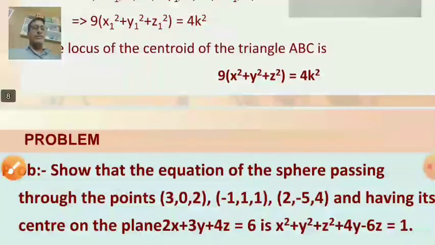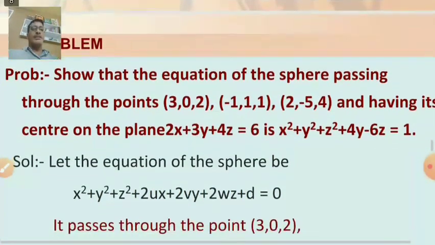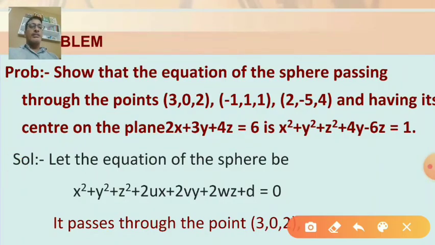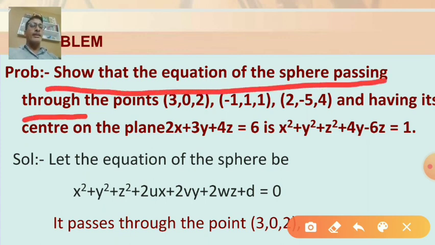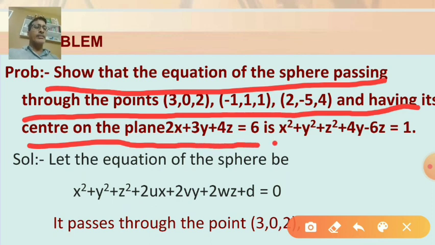Now we go to another problem. Here there is another problem. So what is the problem? What is the statement of the problem? Show that the equation of the sphere passing through the points 3 0 2, minus 1 1 1, 2 minus 5 4 and having its center on the plane 2x plus 3y plus 4z is equal to 6 is x square plus y square plus z square plus 4y minus 6z is equal to 1.